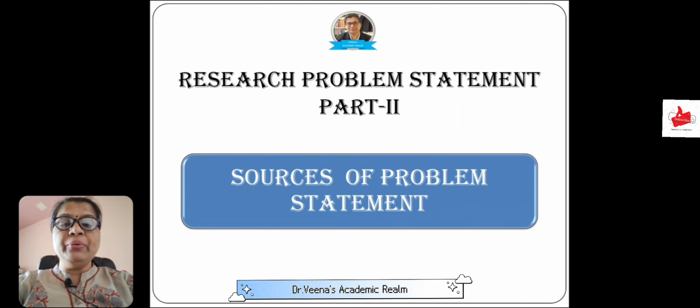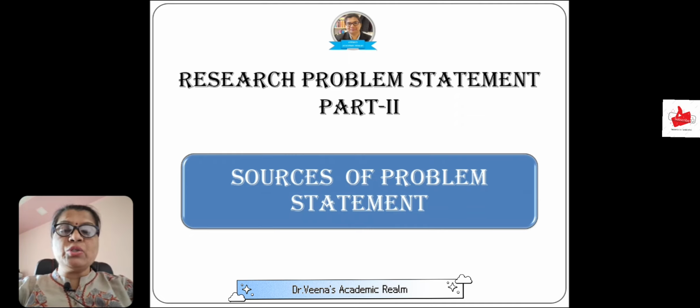But today is part 2, where we are going to see what are the different sources for the problem statement, which we are going to work out for identification of the sources of problem statement, where we can find some of the problem statements for the research study. So let us start with today's topic, problem statement part 2, sources of problem statement.